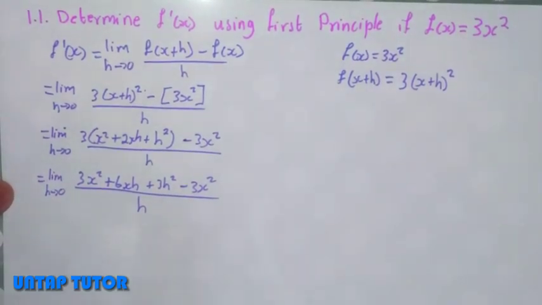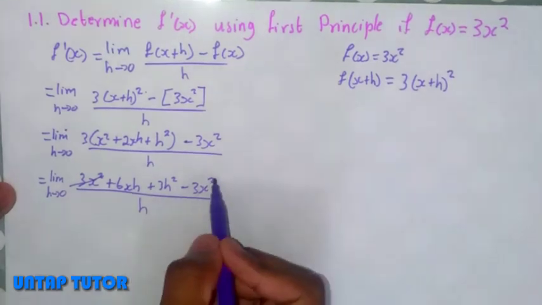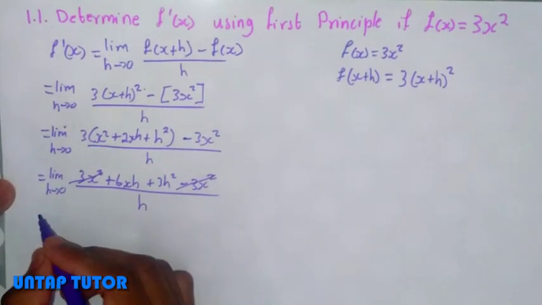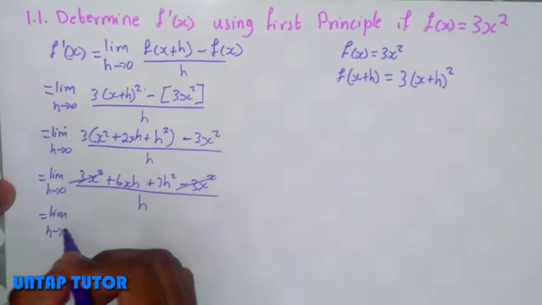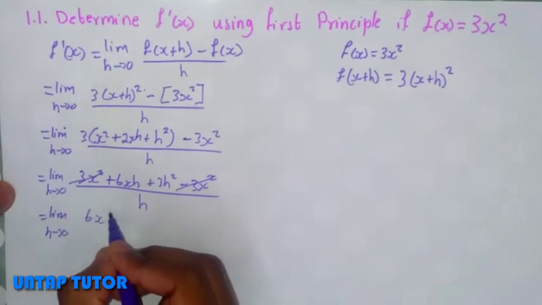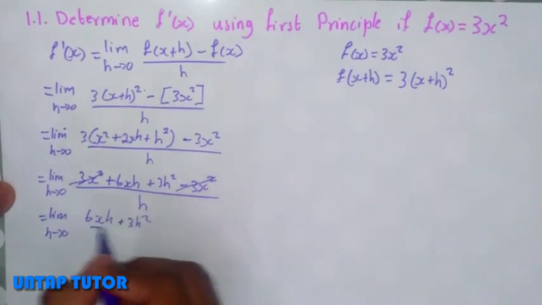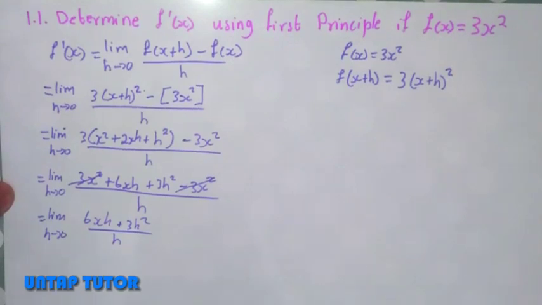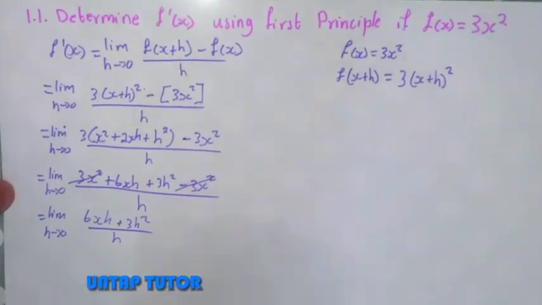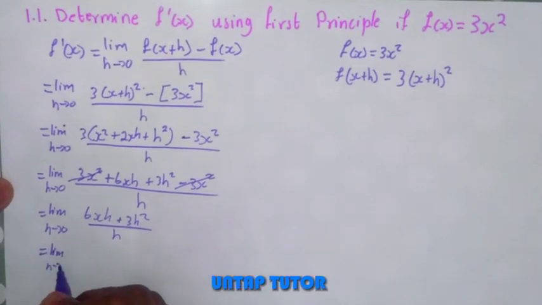So collecting like terms, we have 3x squared minus 3x squared. They will add up to 0, and then that's it. So we are left with the limit as h approaches 0 of 6xh plus 3h squared, all over h. Both our terms do have h in them, so we can take out the common factor of h, still giving us the limit as h approaches 0.